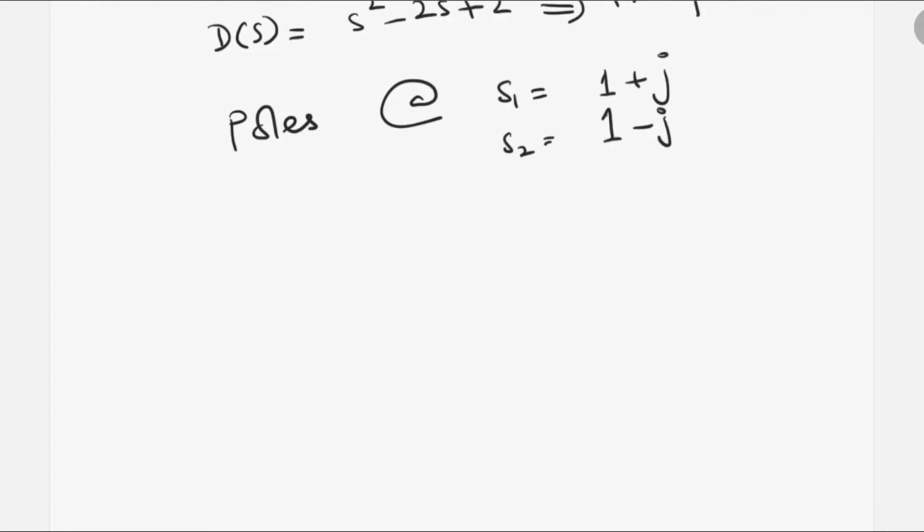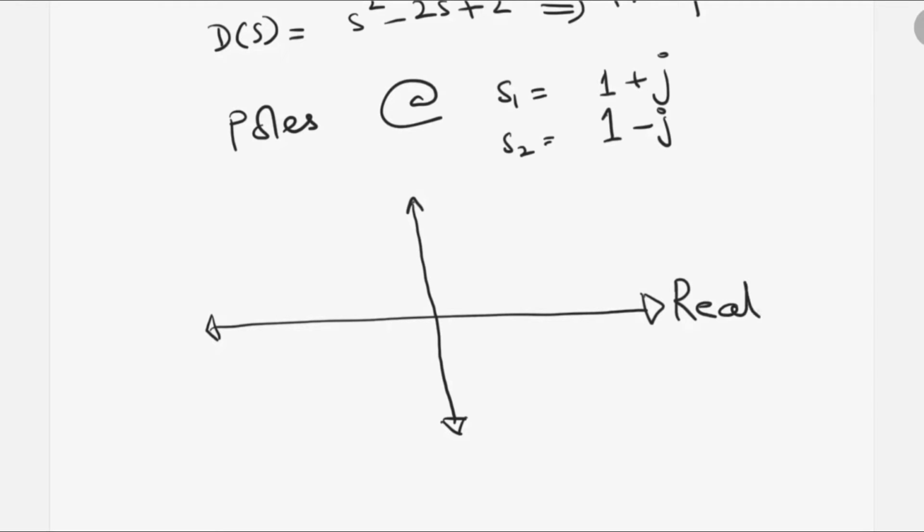Now if I want to plot these poles, I have this very common plane over here. You can call it a complex plane. In the complex plane we have the real axis and the imaginary axis. And if I want to plot this, how can I do that? Let's say I mark these locations 1, 2, minus 1 and minus 2. This is plus j, this is minus j.